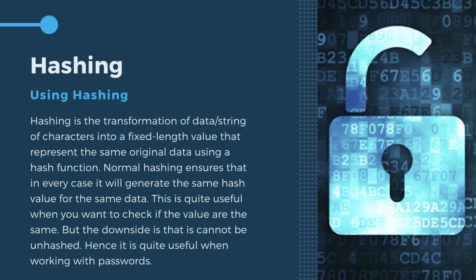Hashing is the transformation of data, a string of characters, into a fixed length value that represents the original data using a hash function. Normal hashing ensures that in every case it will generate the same hash value for the same data. This is quite useful when you want to check if the values are the same. But the downside is that it cannot be unhashed. Hence it is quite useful when working with passwords.